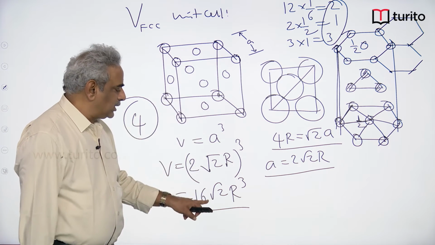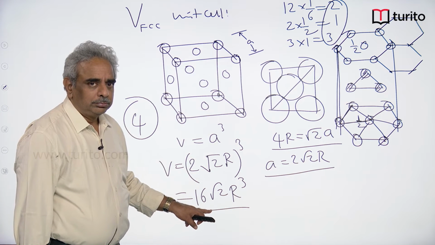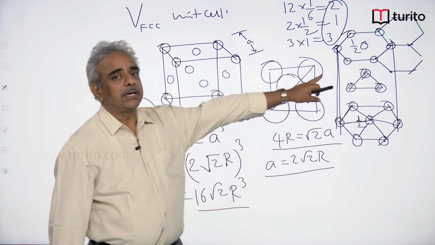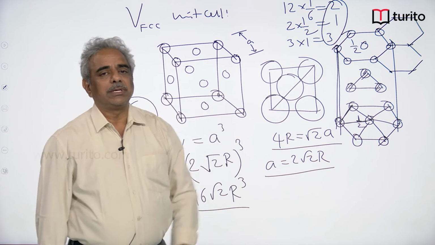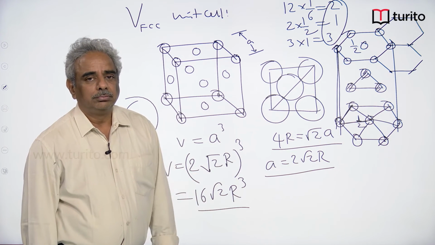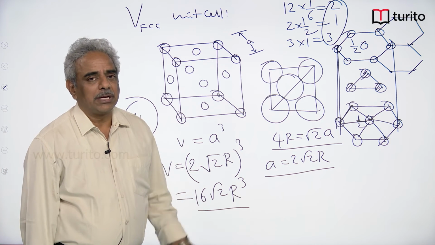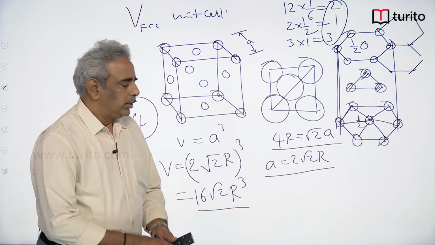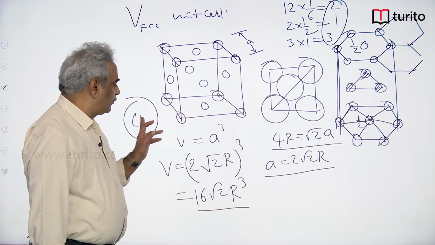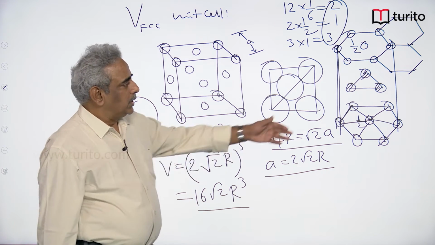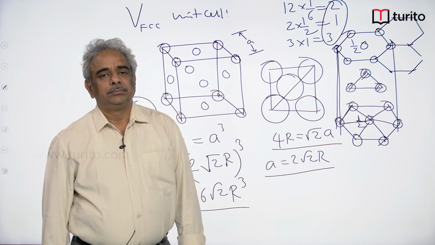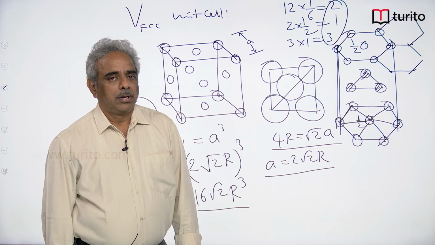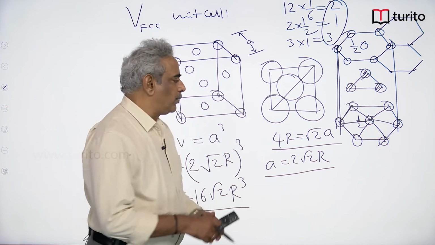4 spheres having this much volume, 74% occupancy. 6 spheres with the same 74% occupancy will have how much volume? That question I can simply ask, because it is a proportional packing efficiency. This is the effective volume for 4 spheres, and there are 6 spheres here with the same closeness of spheres. So, what is the volume of that? So, we will work out.